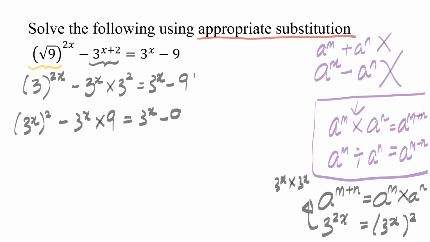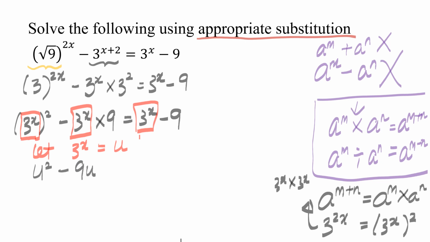So here, what I'm going to do is substitute this guy here that I boxed up for you with the letter U. So I'm going to say let 3 to the power x equal to the letter U. So I would end up getting U squared. I think I would use black color, red is too glaring. I'll get U squared minus 9U equals to U minus 9. Again, you will see that I end up having a quadratic equation where I can factorize it, simple factorization.